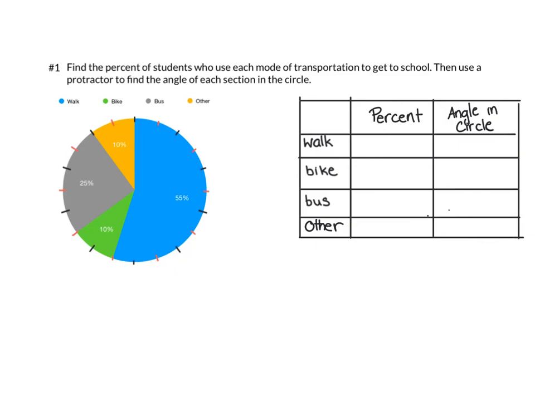The first question asks you to find the percent of students who use each mode of transportation to get to school. Then use a protractor to find the angle of each section. So first we're going to start by filling out the percentage part of our table that we have over here.